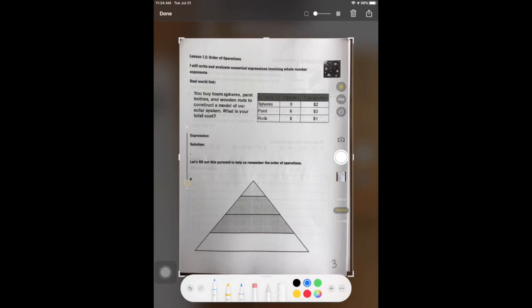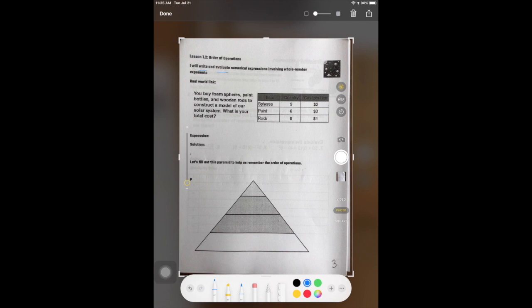Okay, you guys, today we're going to start lesson 1.2, which has to do with order of operations. So the goal for today is to write and evaluate numerical expressions involving whole number operations, or whole number exponents, sorry. So we're going to write these expressions and then we're going to actually evaluate them.